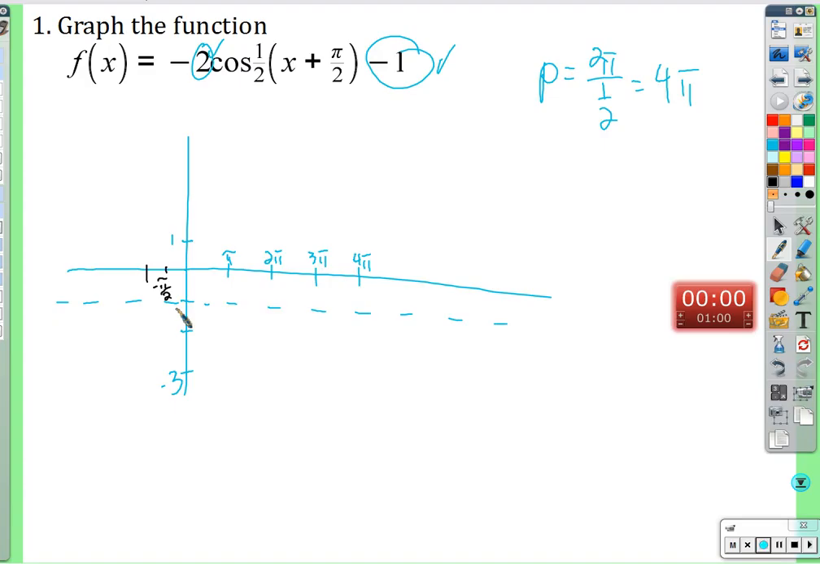Next, you go to the pi, move it to the left pi over 2, where does that put it? Positive pi over 2? Let's see. Pi to the left pi over 2, this is 2 pi over 2, pi over 2.